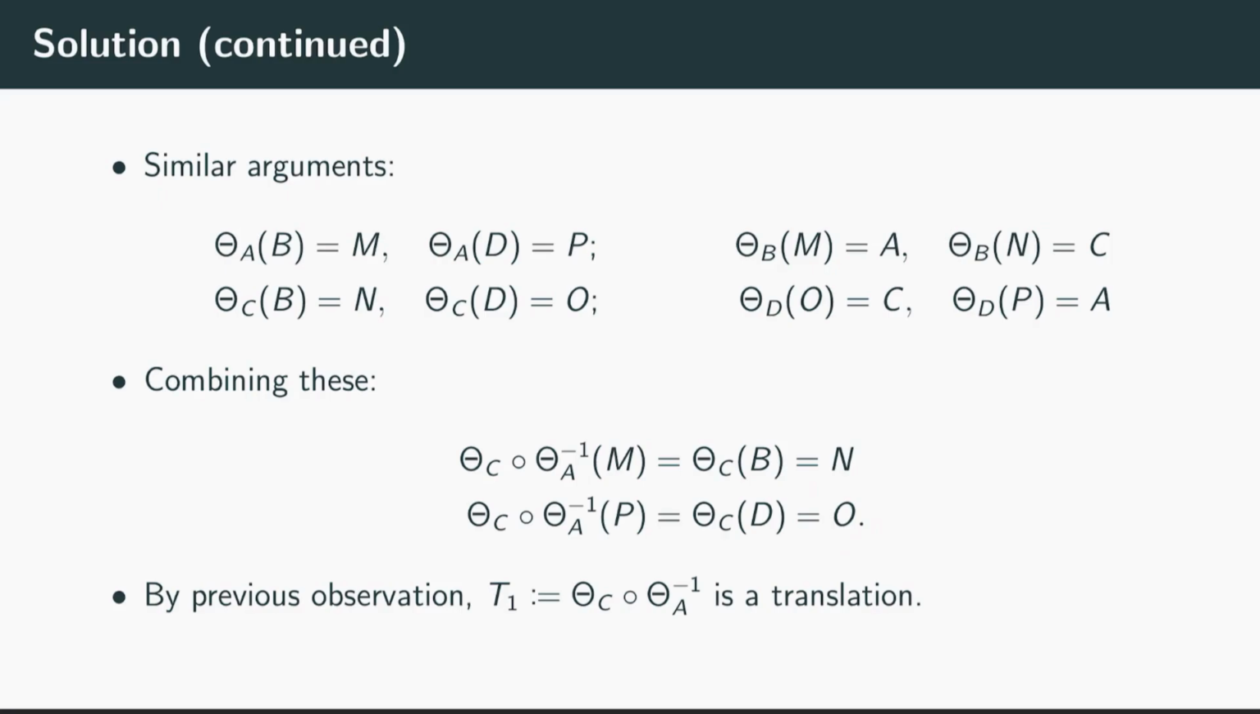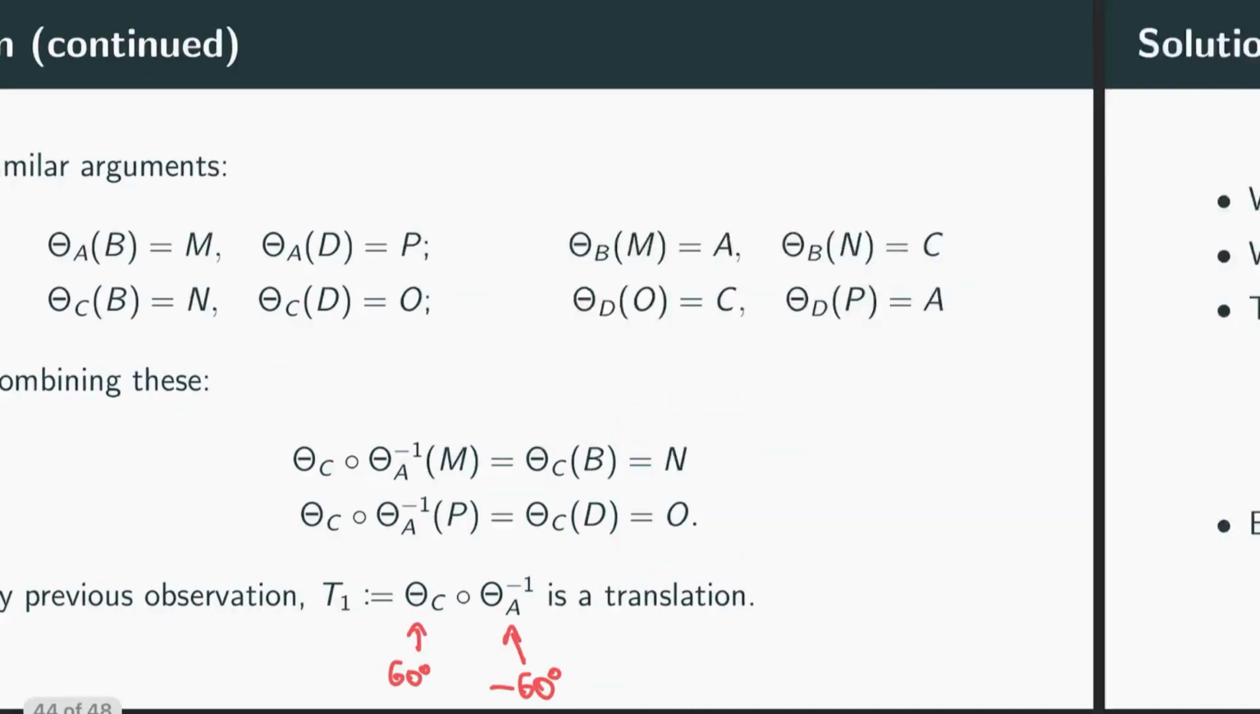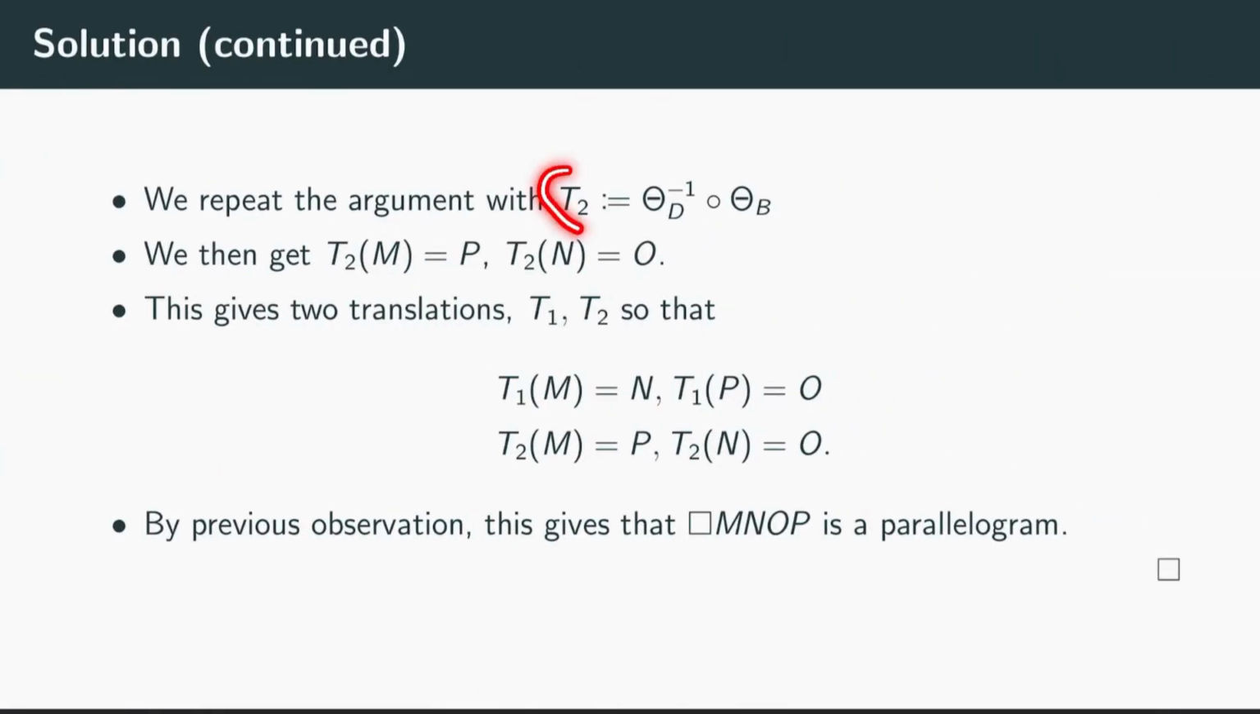And the reason is, this one is a rotation by 60 degrees, and that one is a rotation by minus 60 degrees. And we said that for opposite angles, the composition of these rotations gives me a translation if their centers are different. And in this case, their centers are indeed different. Okay, so that gives me a translation that sends M to N and P to O. We now want to look at the other way of translating these around. So here we're going to define a new translation by looking at theta D inverse composed with theta B. Same kind of argument: T2 of M is P, T2 of N is O.